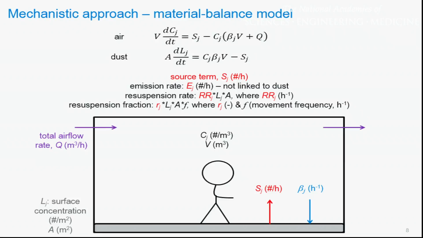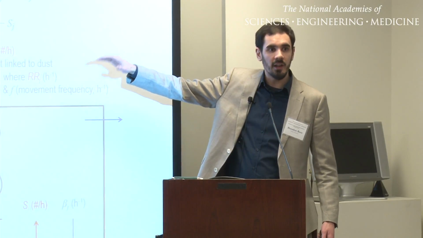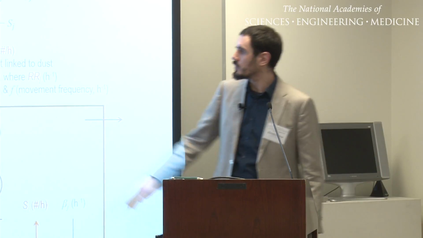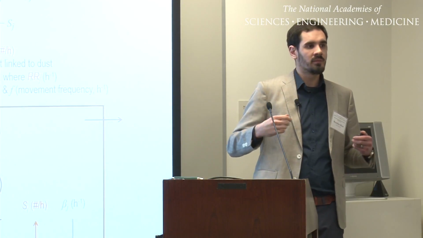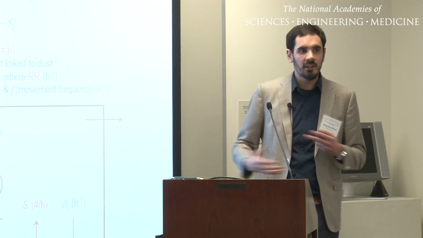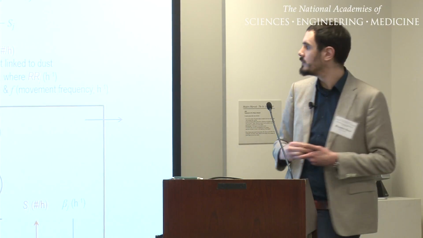But the source term for resuspension, we can classify with a few different metrics, one of which would just be a bulk emission rate of particles released per hour. Then we also have a resuspension rate and a resuspension fraction. These two, I think, are preferred because they're linked to the source. They're linked to the surface concentration and size distribution of dust particles. The resuspension fraction, as it's defined here, is also linked to the movement frequency. So this is useful for the varying types of activities and movements and their frequency, such as footfalls and so forth.